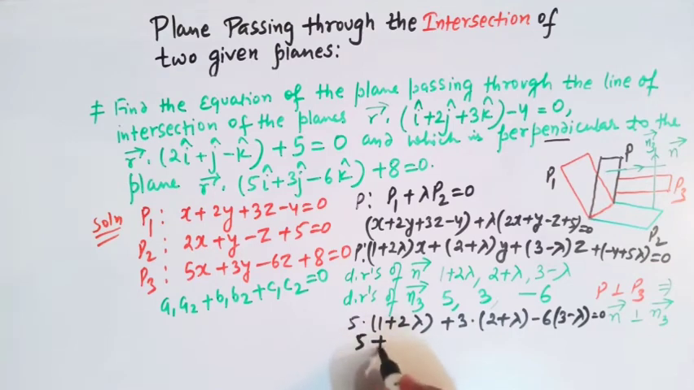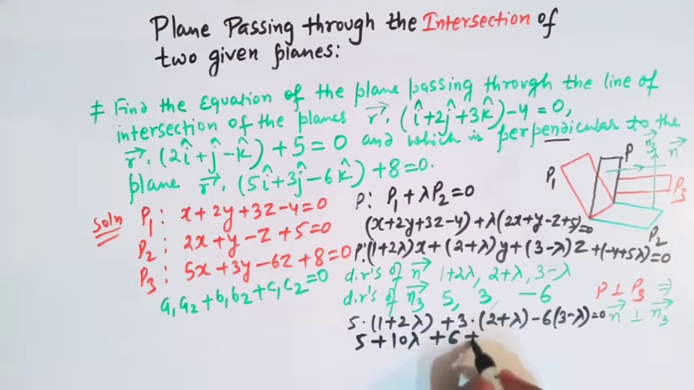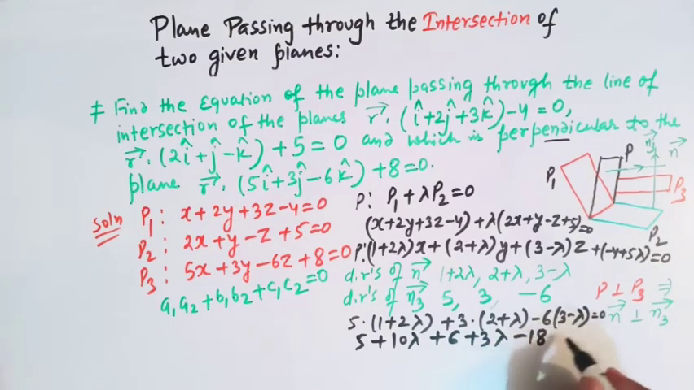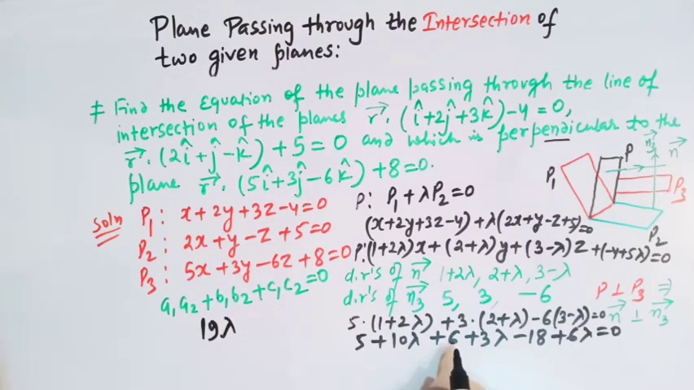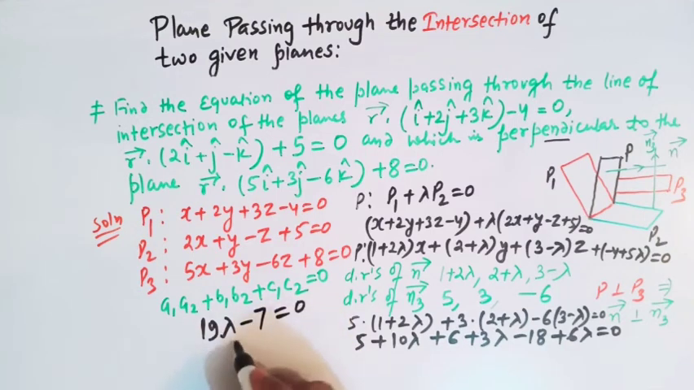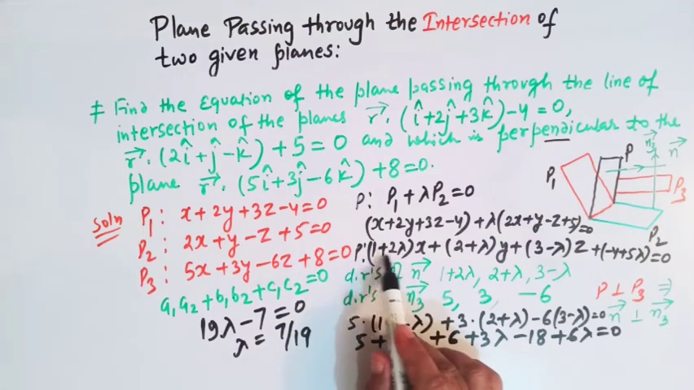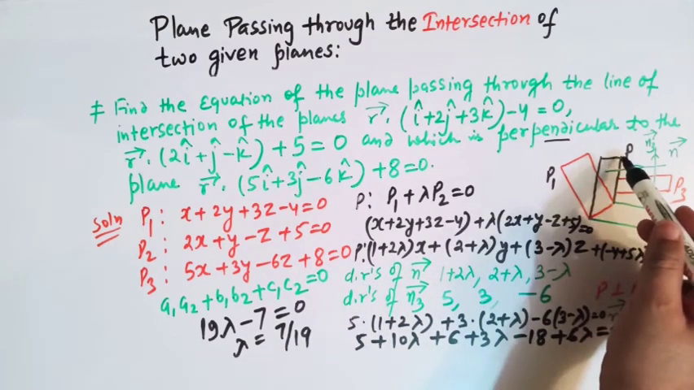Now we solve it. 5 plus 10 lambda, we have 6 plus 3 lambda, we have minus 18 plus 6 lambda equal to 0. 10 plus 3 plus 6 is 19 lambda, and then we have 5 plus 6, 11, and 11 minus 18 is minus 7, and this is equal to 0, so lambda is equal to 7 by 19, right? Now we will substitute this value of lambda in this equation to get the equation of plane P.